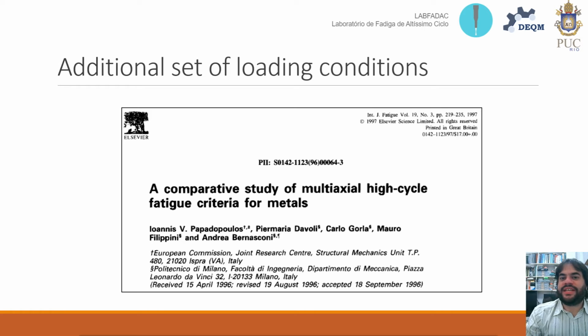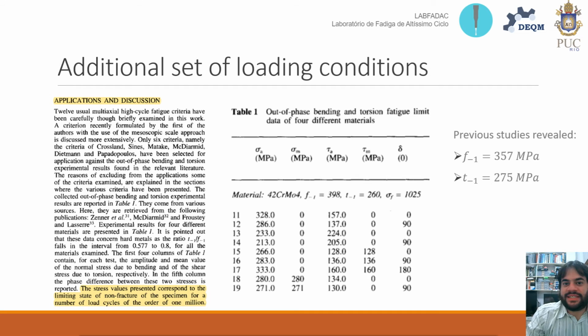So, referring to the literature, Papadopoulos presented a list of loading conditions to a set of different steels that are theoretically critical. This means that the presented stress values correspond to the limiting state of non-fracture of the specimen for a number of load cycles of the order of 1 million. As it may be observed in Table 1, one of the materials listed is exactly the 42 chrome molybdenum 4 steel considered in the present study.